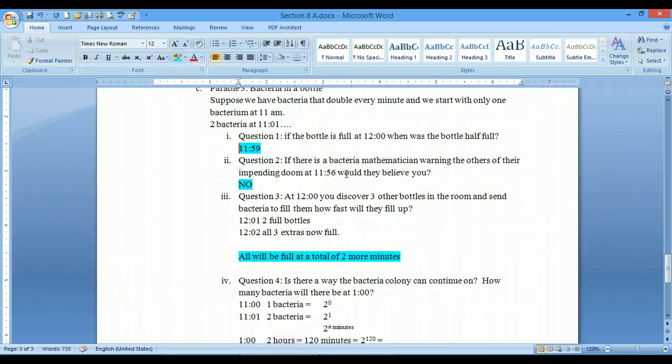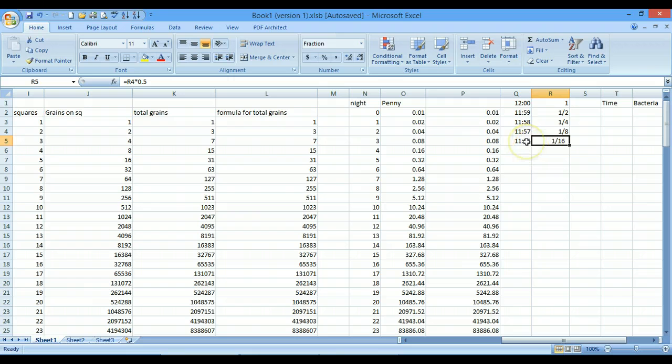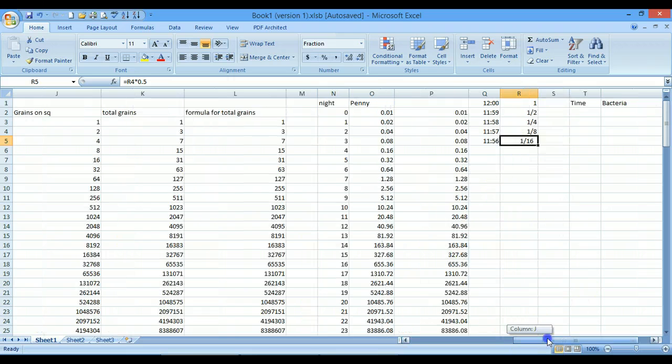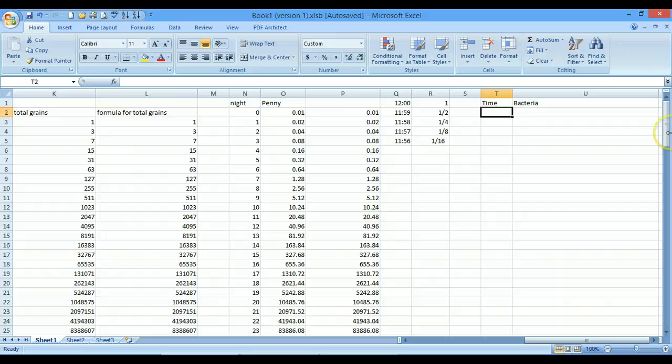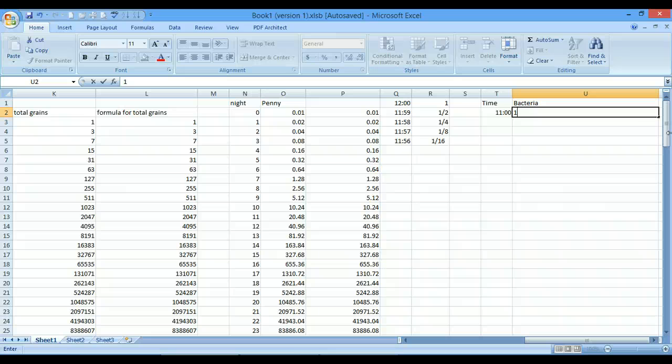Question number 4. Is there a way for the bacteria colony to continue doubling? And let's just go ahead and see how many there will be at just 1 o'clock. Let's go back into our Microsoft Excel and let's do time and bacteria. So at noon, let's start at 11. 11 o'clock, I had 1 bacteria.